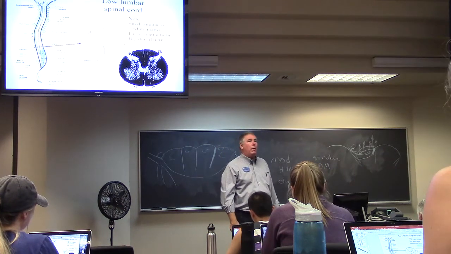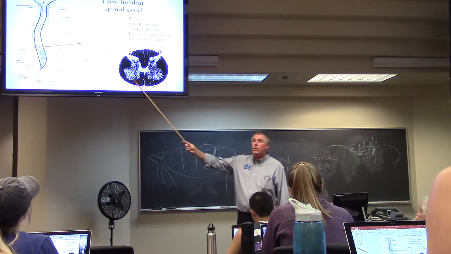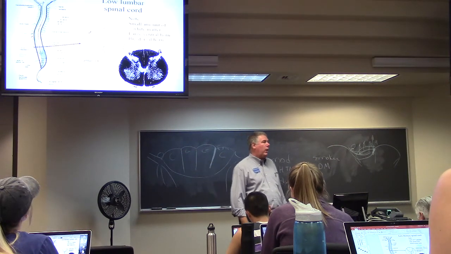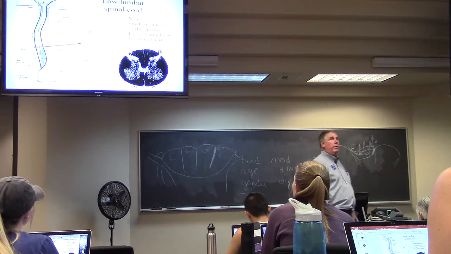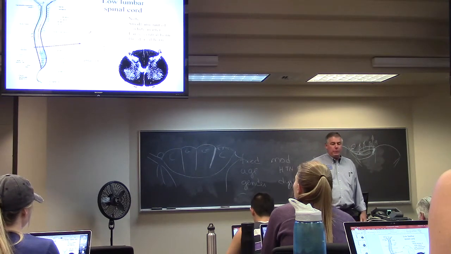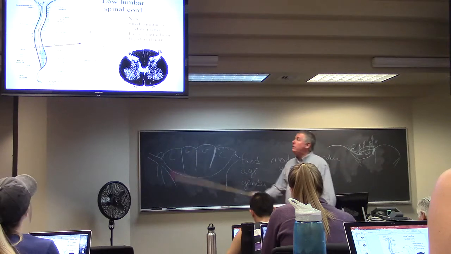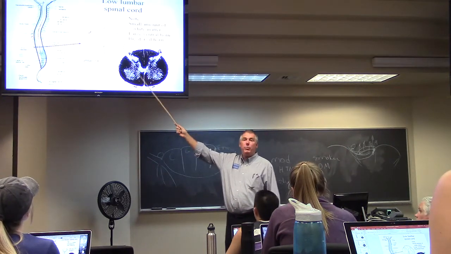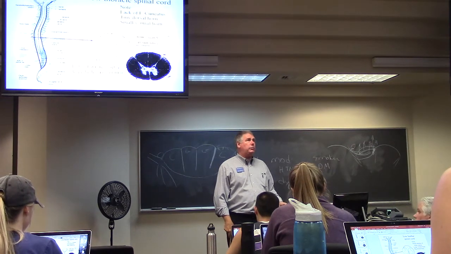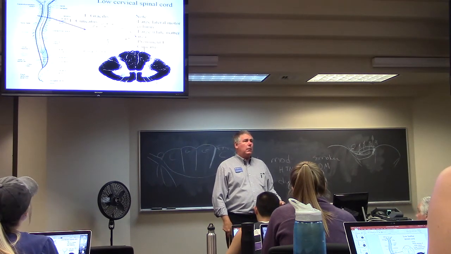So, the low lumbar, huge ventral horn, giving rise to the alpha motor neurons of the lower extremity. You also have a huge amount of surface area of skin, so you're going to have a large input on the dorsal horns as well. You should be able to recognize these 3 segments pretty easily.